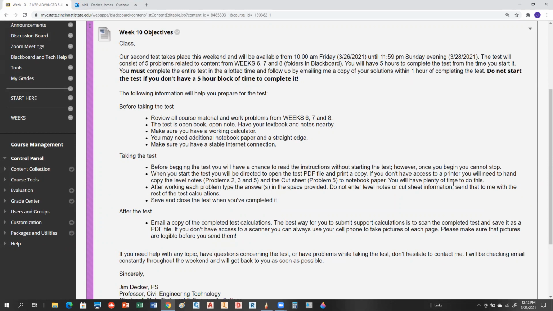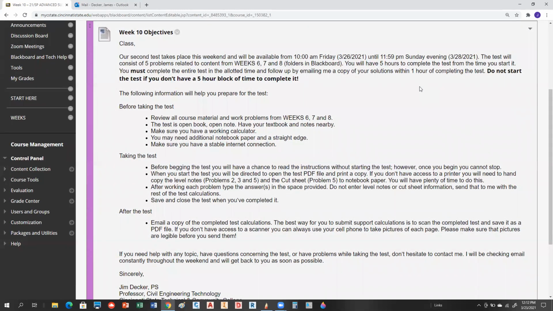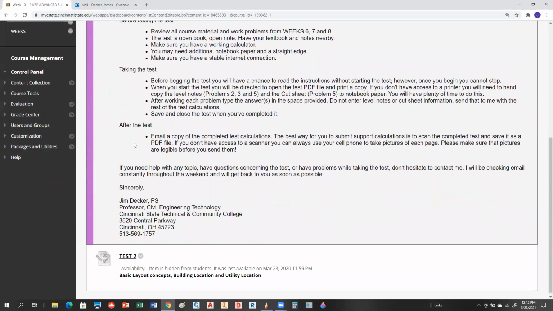After you take the test and submit what you need to through Blackboard, then I do expect you to follow that up with solutions. Okay, so you need copies of that sent to me. Now, there's different ways you can do that. If you have a way to create a PDF file or a scanner at home, that's the best. Okay, PDF files work the best for me.